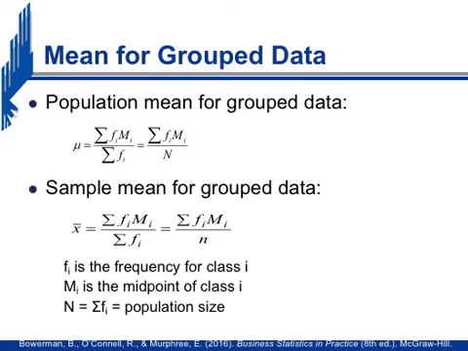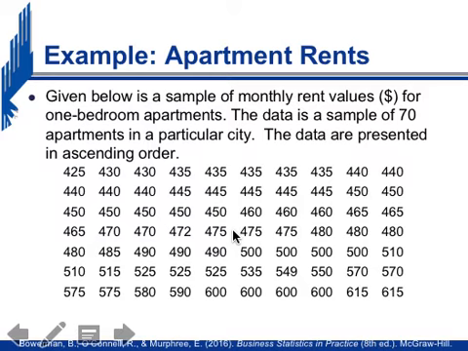So for the mean, we have the summation of the frequency multiplied to the midpoint of the class divided by the total number of measurements in the dataset. So it's the similar pattern for both the population mean and the sample mean. So in the apartment rents example, we have a sample of monthly rent values for one-bedroom apartments. It's only from a sample of 70 apartments, so we can only compute for sample statistic. So we will use the formula for sample mean.